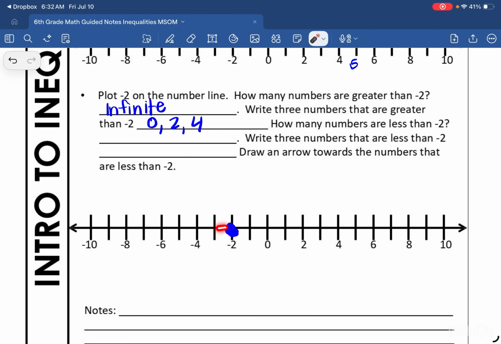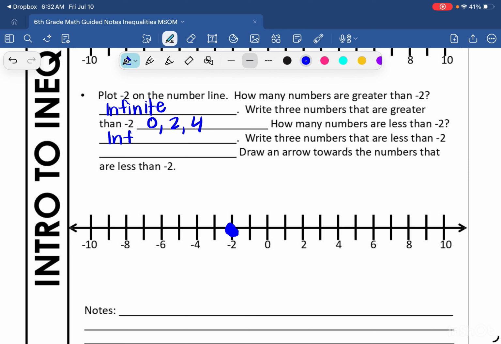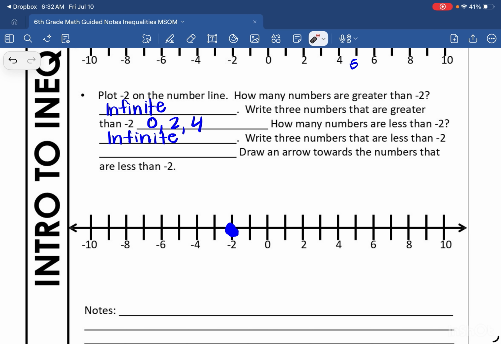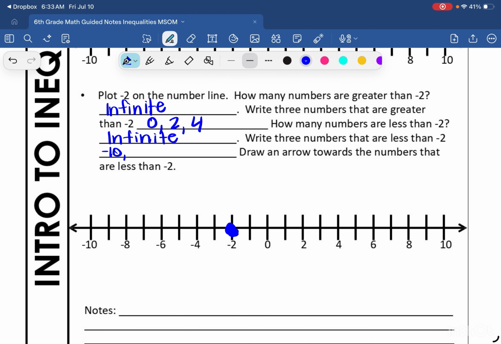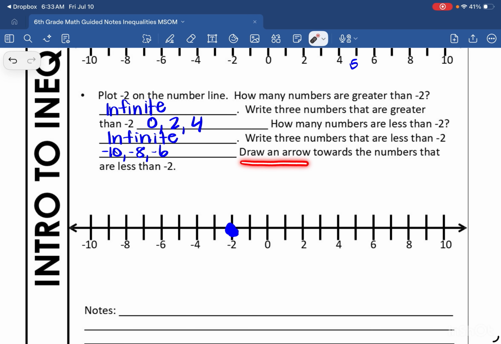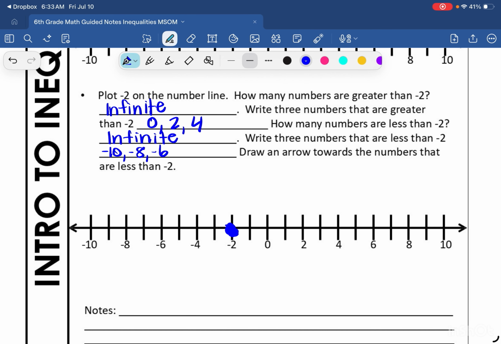How many numbers are less than -2? Again, there's an infinite amount of numbers less than -2. Write 3 numbers that are less than -2. Any 3 numbers less than -2 will work. We'll write -10, -8, -6. And then it says draw an arrow towards the numbers that are less than -2. So I'm going to draw an arrow this way. These are all the numbers less than -2.